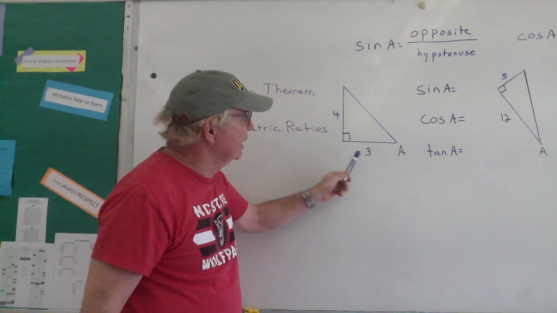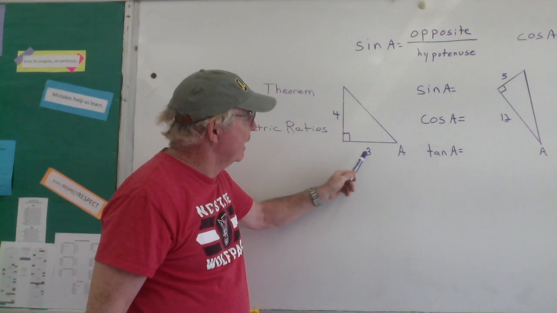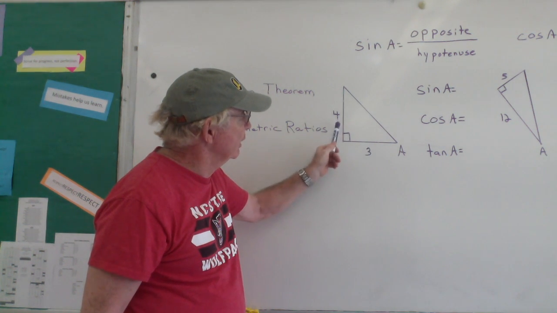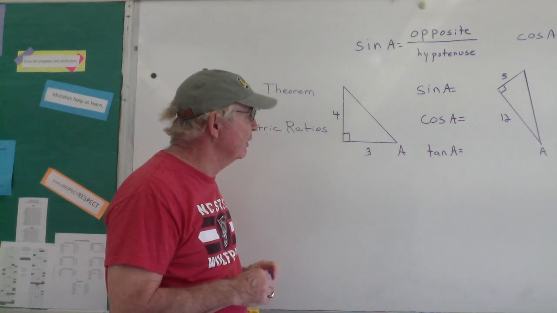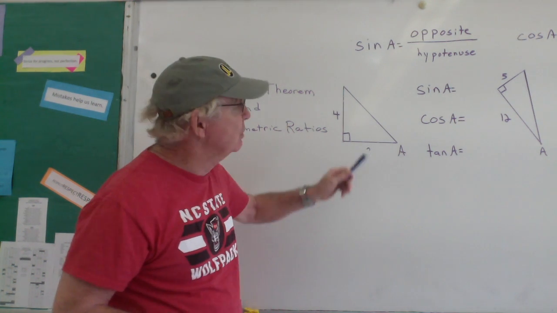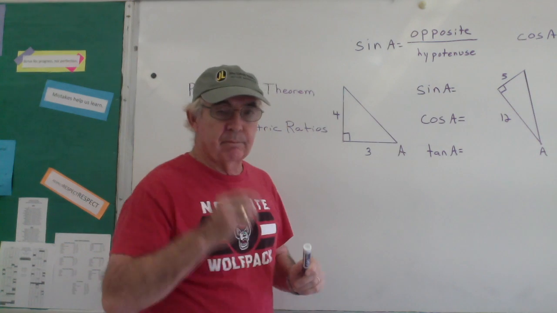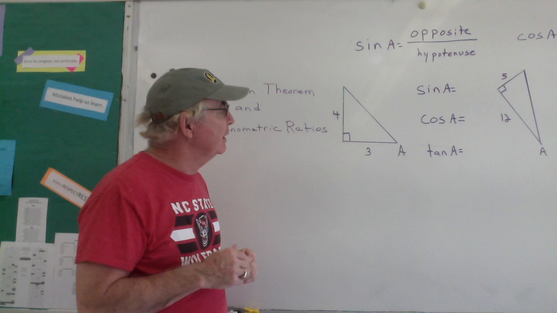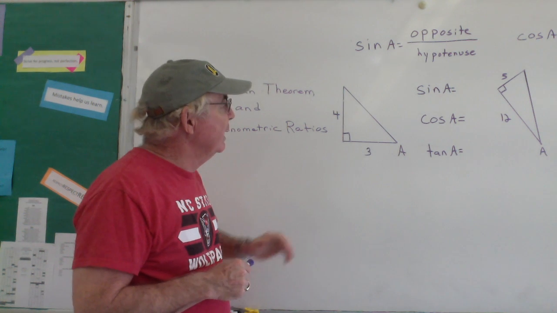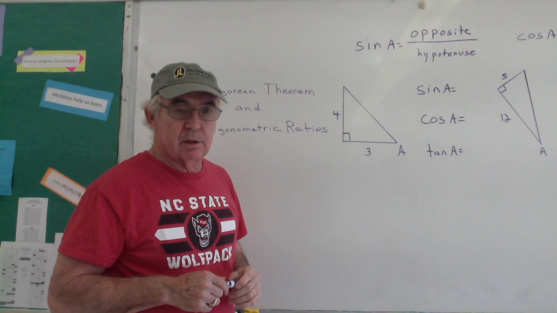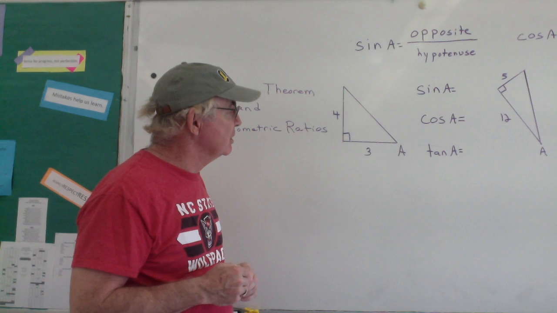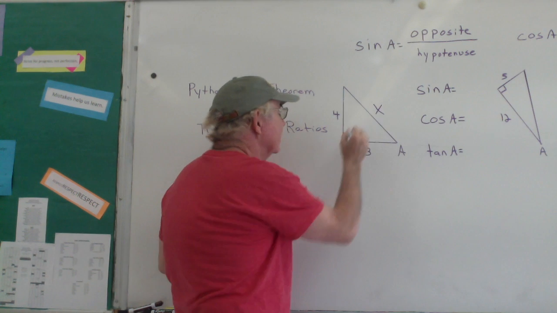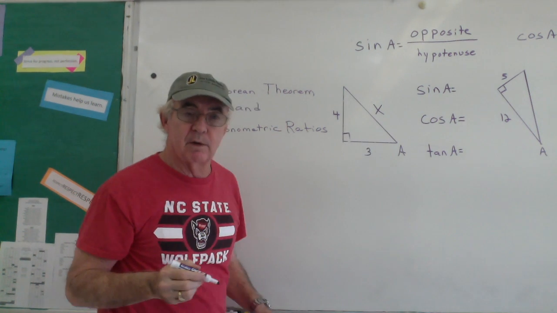You have a right triangle, 90-degree angle, where the legs are 3 and 4. And you want to find trigonometric values for angle A. Well, in the previous video we had all 3 sides given to us, but we don't have the hypotenuse this time. So we're going to call this hypotenuse x and just apply the Pythagorean theorem.